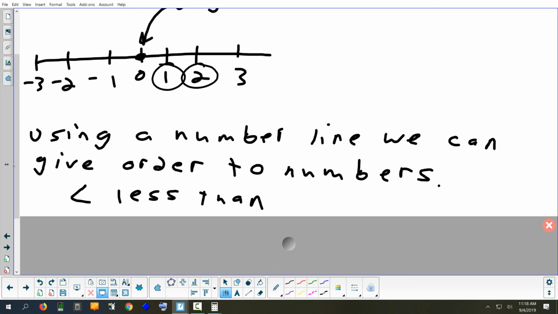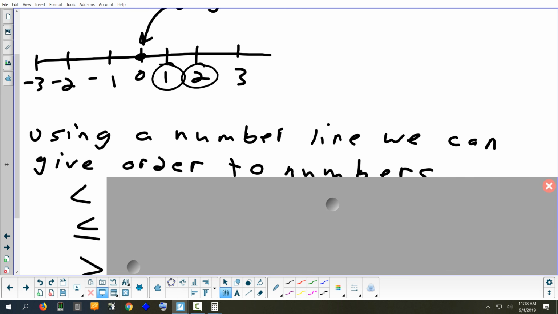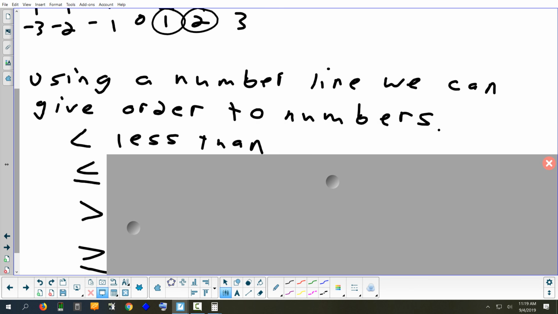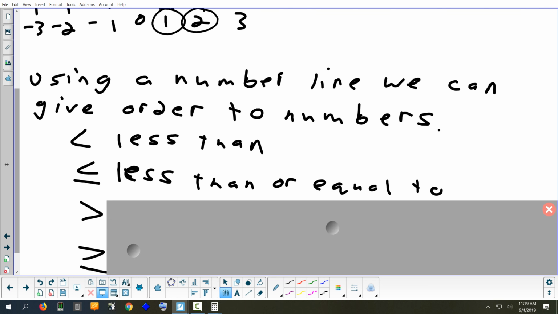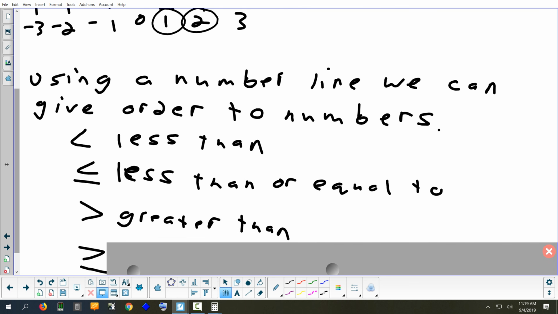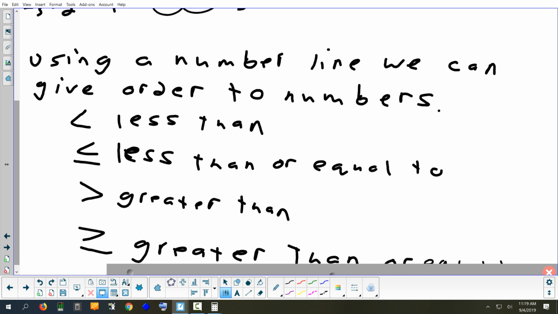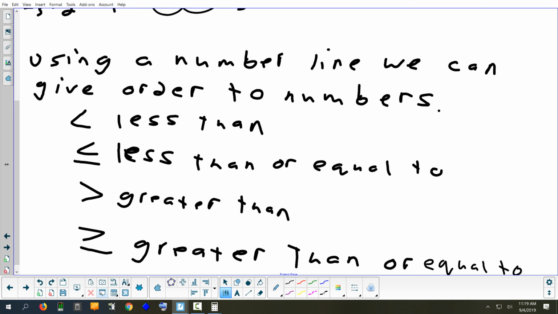Okay, and the 4, well, let's see if you guys can tell me all these. The top one I just showed you, that was a less than. How about the one below it? Less than or equal to. The third one? Greater than. And the fourth one? Greater than or equal to. So putting numbers on a number line allows you to use these symbols because you've now ranked the numbers. This one is bigger than this one. This one is smaller than that one. Things like that.